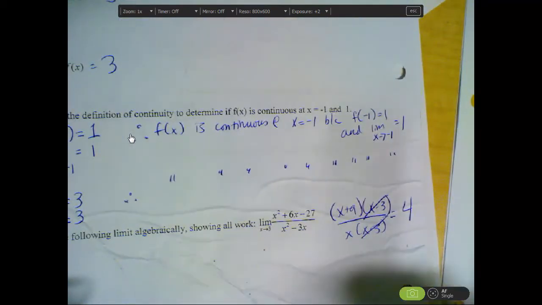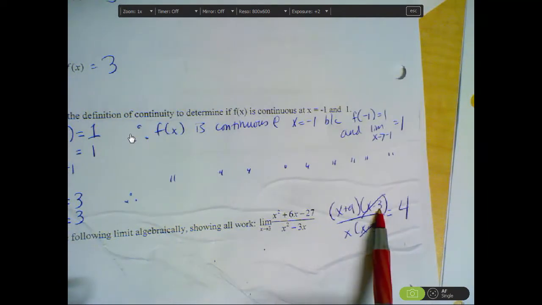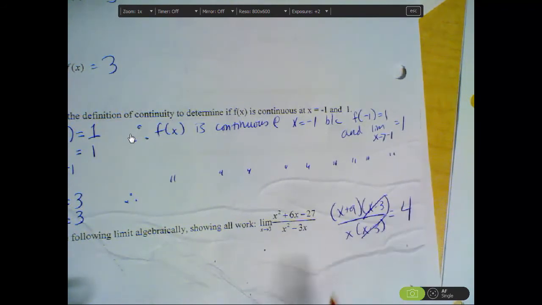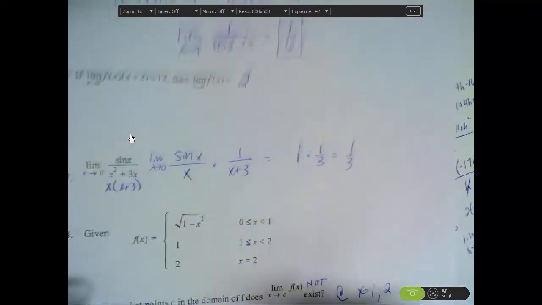Number 4, you need to factor the top into x plus 9 times x minus 3. Factor the bottom into x times x minus 3. Your x minus 3's cancel. Plug in 3, and you end up with an answer of 4. Last page.